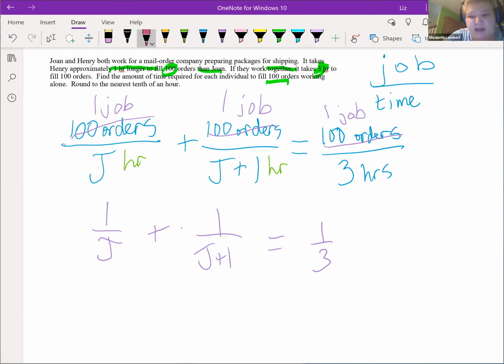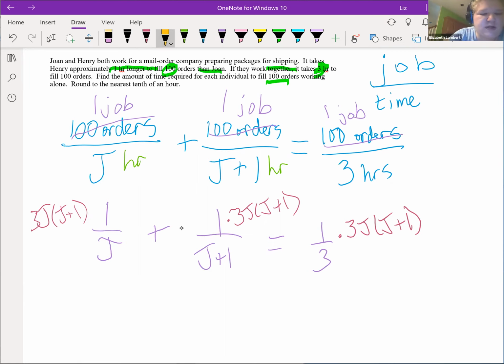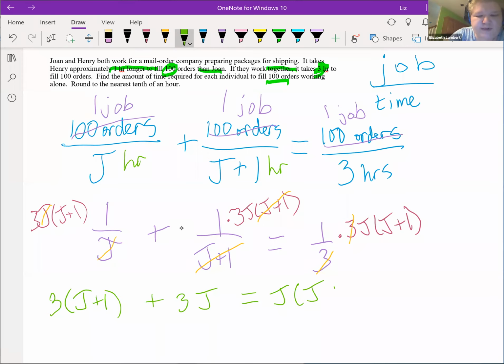All right, so my common denominator, everybody I see is going to be in the common denominator. So a 3, a j, and a j plus 1. Let's put that times each term. I love this step. Goodbye j's, goodbye j plus 1s, goodbye 3s. So 3 times j plus 1, plus 3 j's equals j times j plus 1. So we will get a quadratic.